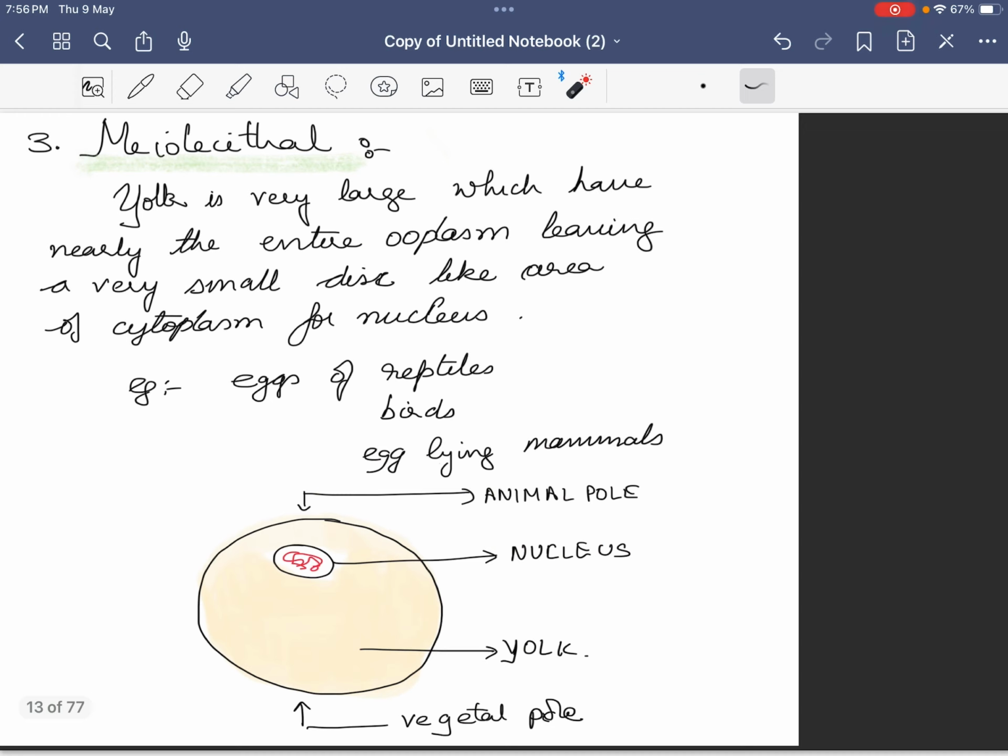The third category which we see here is myolecithal. Myolecithal eggs have their yolk distributed nearly throughout the entire cytoplasmic region or ooplasmic region. So you can see here it resembles the form of the polylecithal egg too, because the entire region of the egg is filled with which one? Yolk, with a small germinal disc at the top, right? So these could be seen, as we studied earlier, in egg-laying mammals, reptiles and birds.